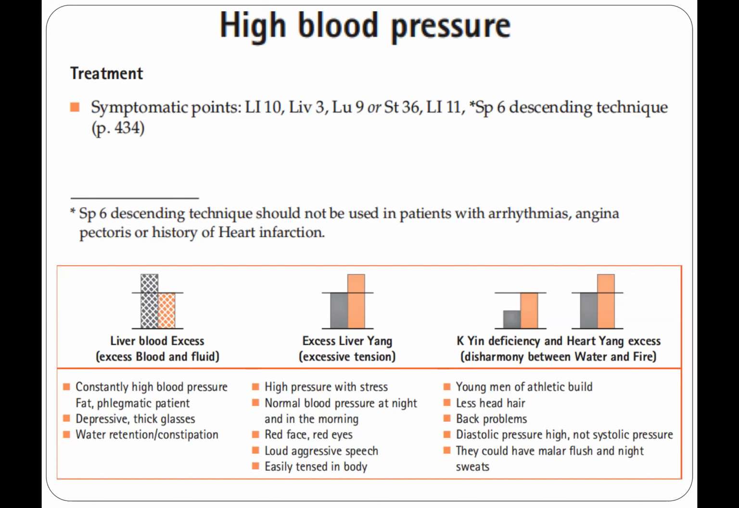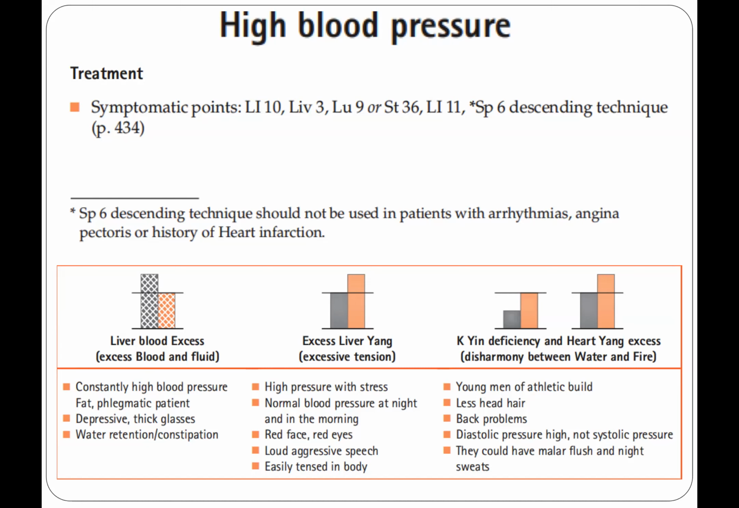So liver blood excess, ito po yung drawing natin: excess blood and fluids. So constantly high blood pressure, fat, phlegmatic patient, depressive, thick glasses, water retention, and constipation. Yun po yung mga sign and symptom na makikita natin pag may liver blood excess.